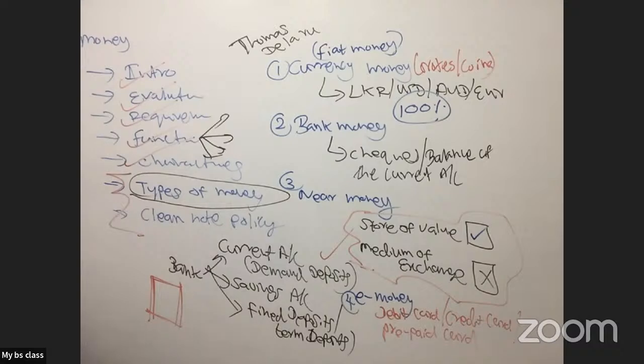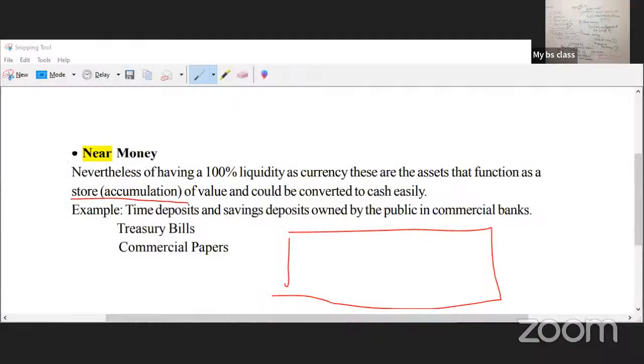Well, right, now coming back to this one. Time deposits and savings deposits owned by the public in commercial banks, and also treasury bills and commercial papers. What are treasury bills? That's issued by the Central Bank of Sri Lanka in order to obtain short-term funds for the government, and also the commercial papers. Right, again, we have separate topics for those.